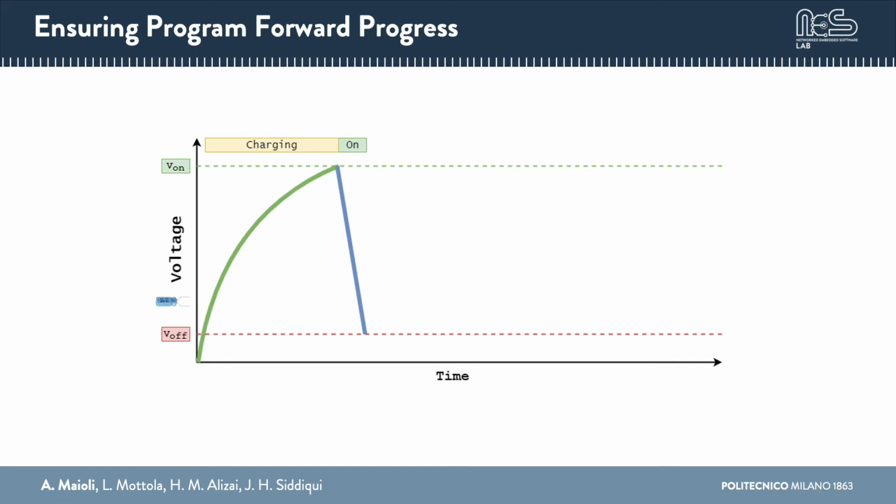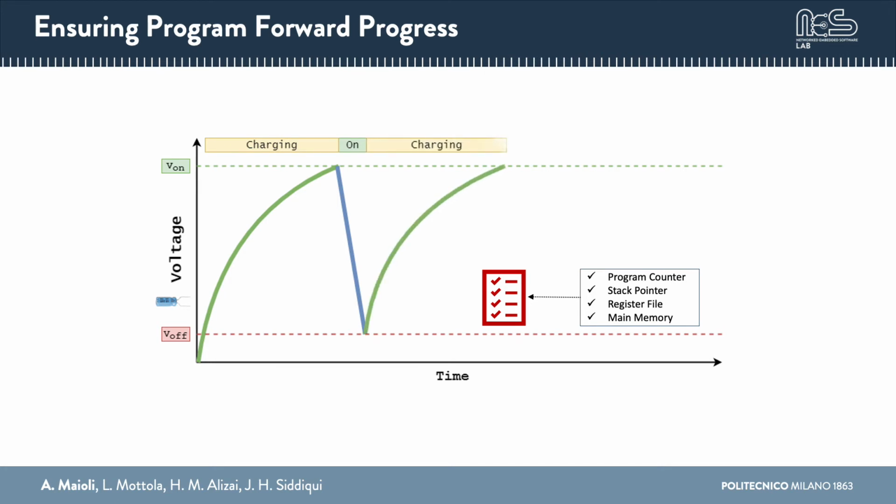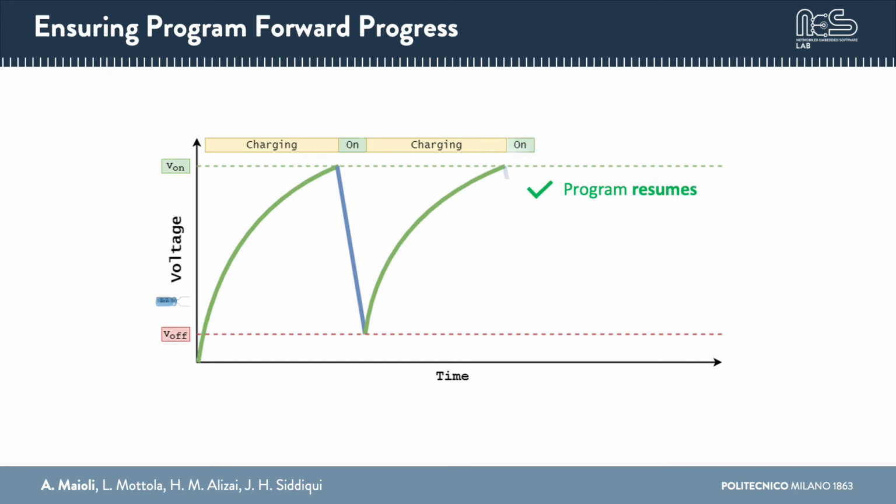To overcome this problem, the literature provides various techniques that are all based on the same idea. During the computation, the device pauses the program execution and saves a copy of its volatile state onto a non-volatile memory location, which is persistent across power failures. This copy, called checkpoint, includes the program counter, the stack pointer, the register file, and the main memory. Then, when the device has enough energy to restart the computation, it restores the checkpoint and the computation resumes from where it stopped.